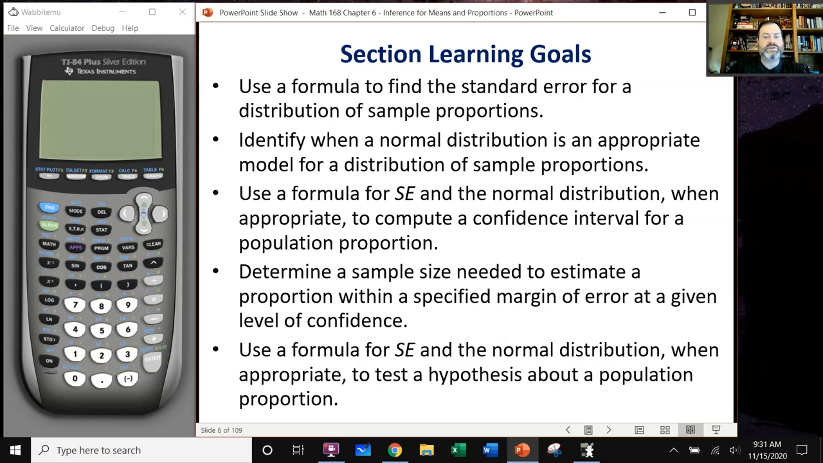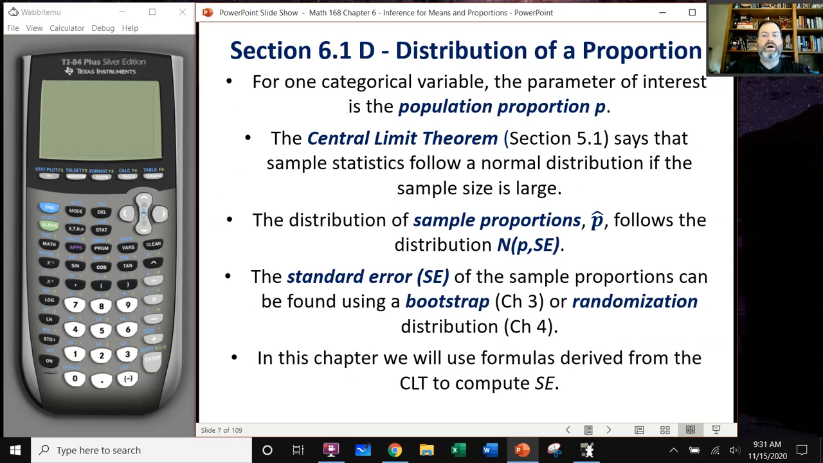So I'll let you read the section learning goals. So here we go. There is some reference material here, but I'm just getting it set up so we can start working with the new stuff. So for one categorical variable, the parameter of interest is, of course, the population proportion p. In section 5.1, we saw the central limit theorem that said the sample statistics follow a normal distribution if the sample is large enough, and it has to be randomly sampled as well. But the main thing here is that it's large. We always need random sampling, right?